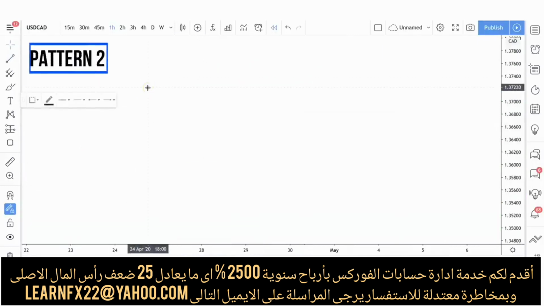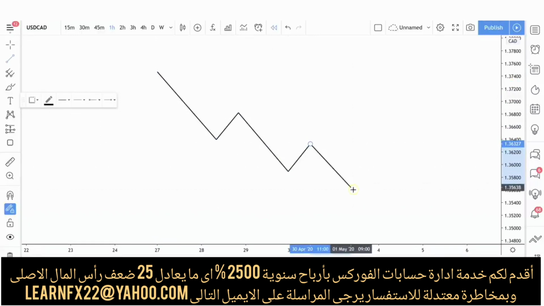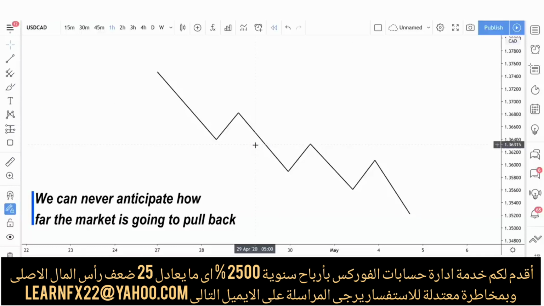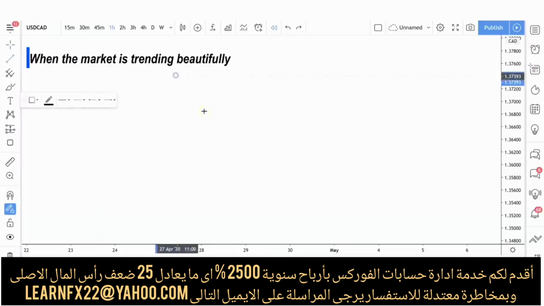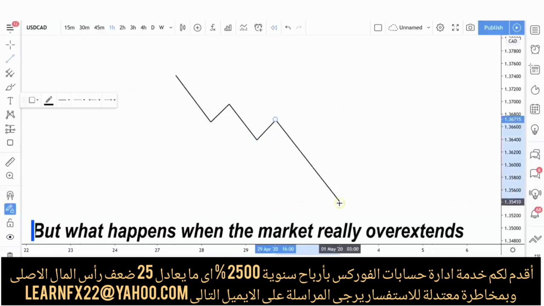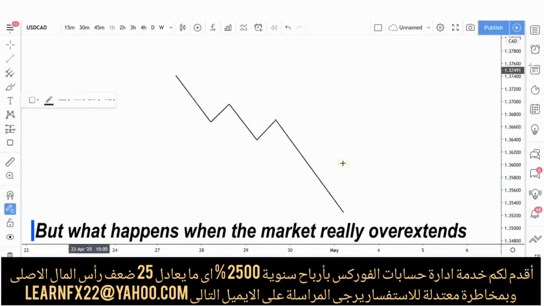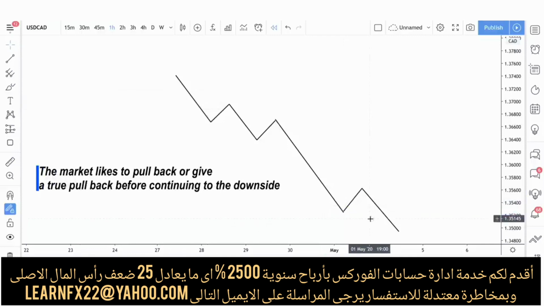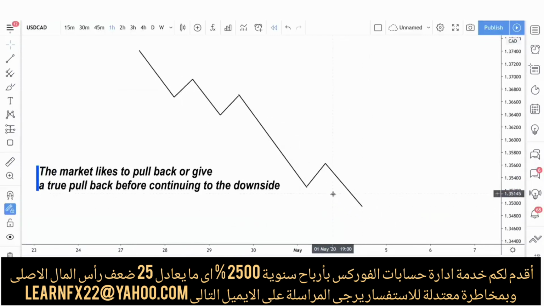For pattern number two, we're looking at USD CAD here, and what we understand as part of a pullback is the market will create lower lows and lower highs and higher lows. Now again, we can never anticipate how far the market's going to pull back, but what we can identify is a few different things. When the market is trending beautifully, you'll see the market push to the downside, pull back, push to the downside and pull back. But what happens when the market really overextends? Can we really validate a pullback looking like this when we know in theory the market likes to give a true pullback before continuing to the downside?